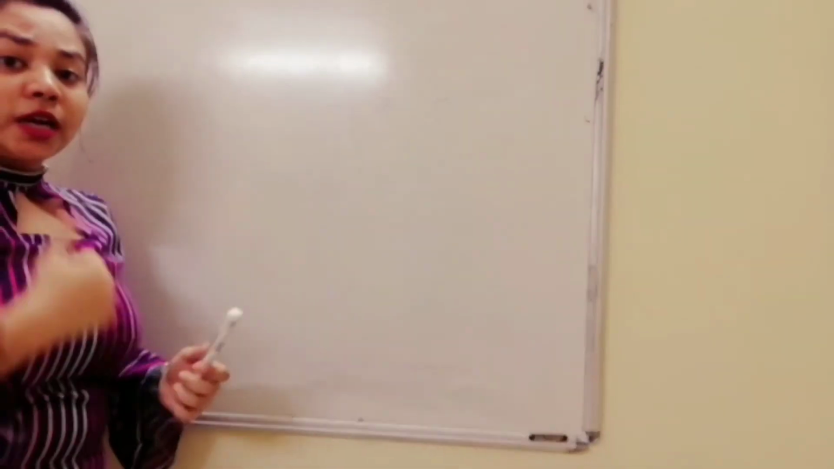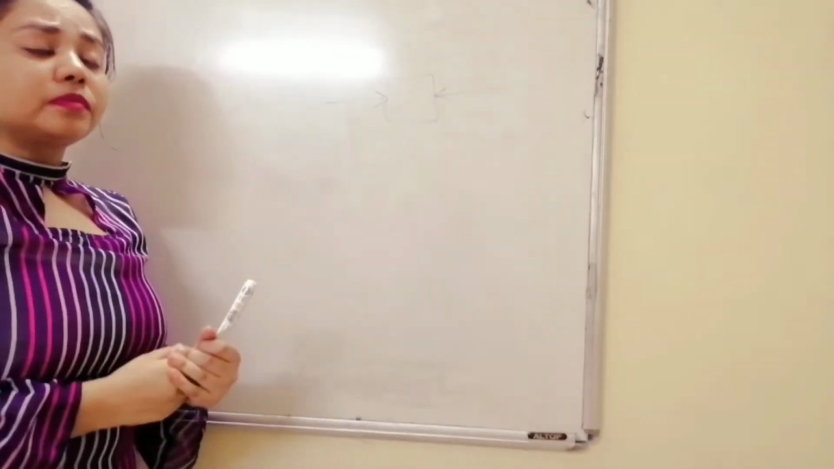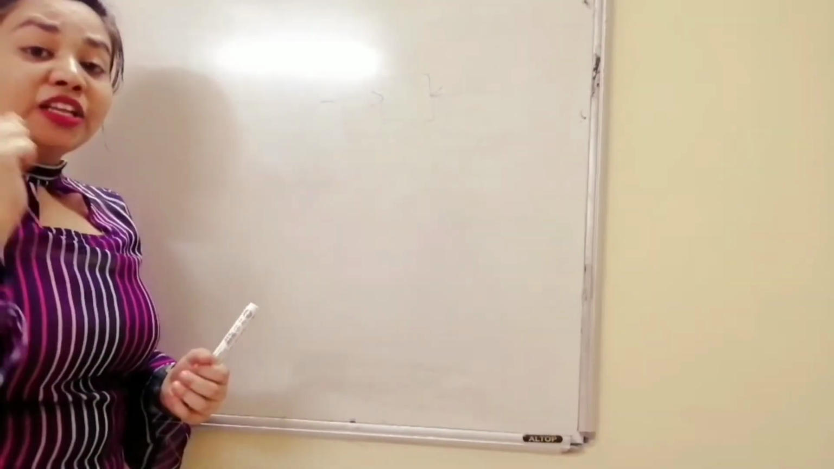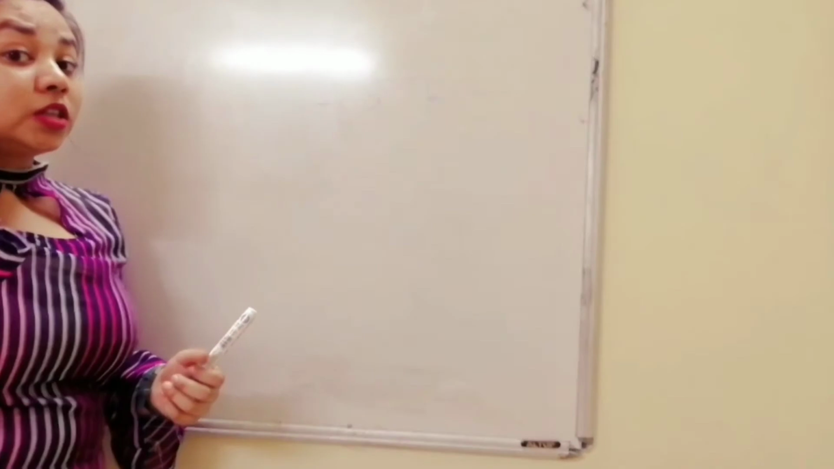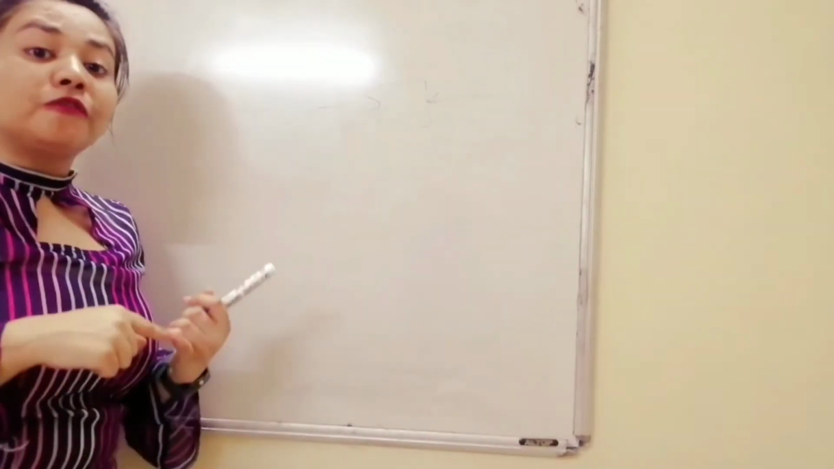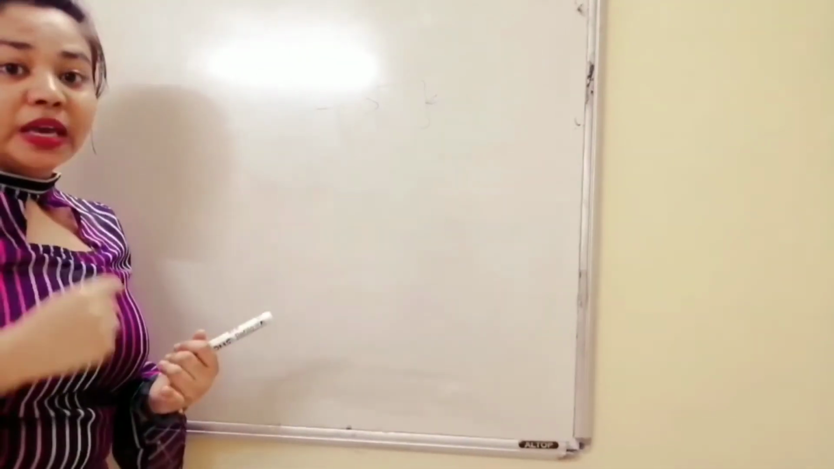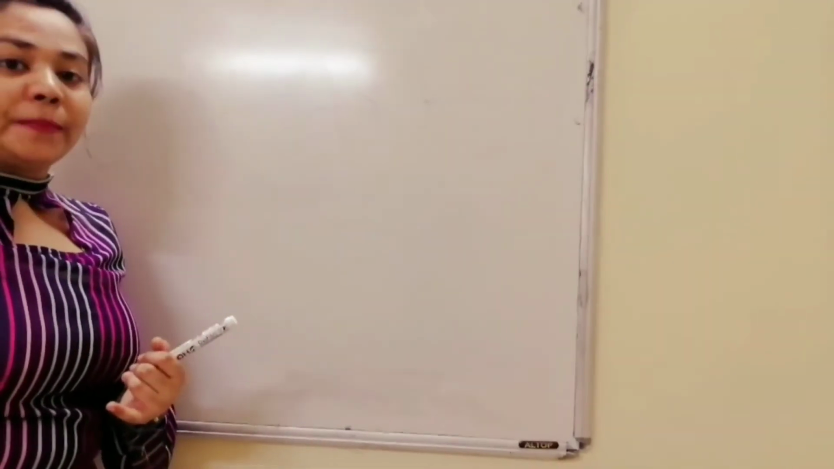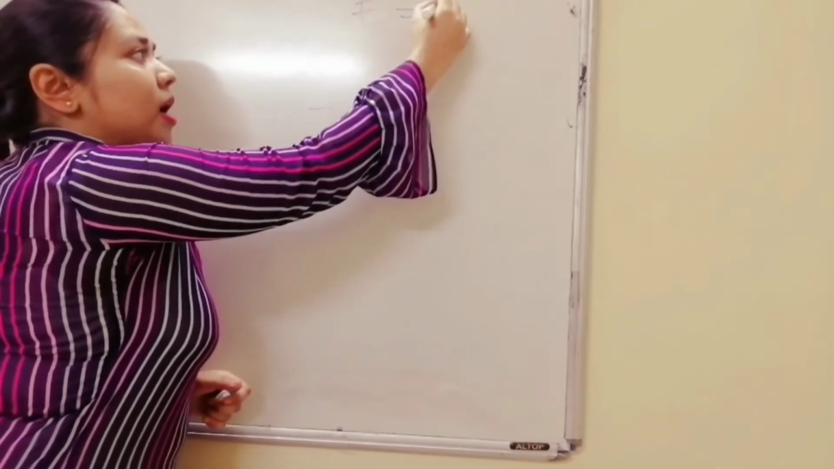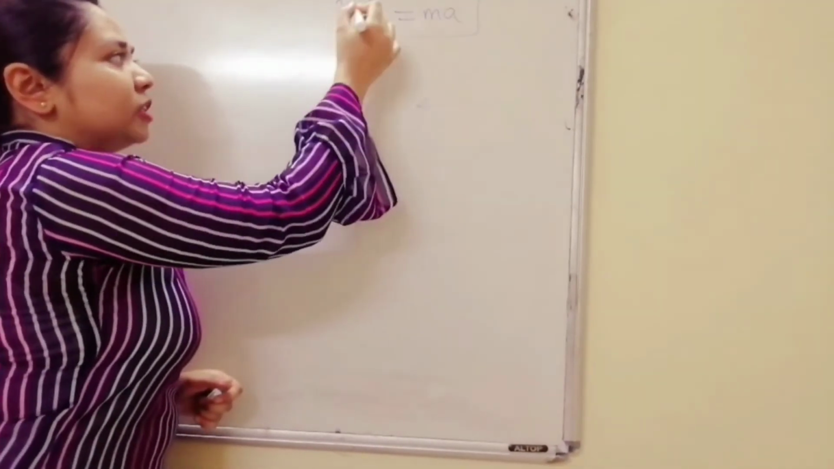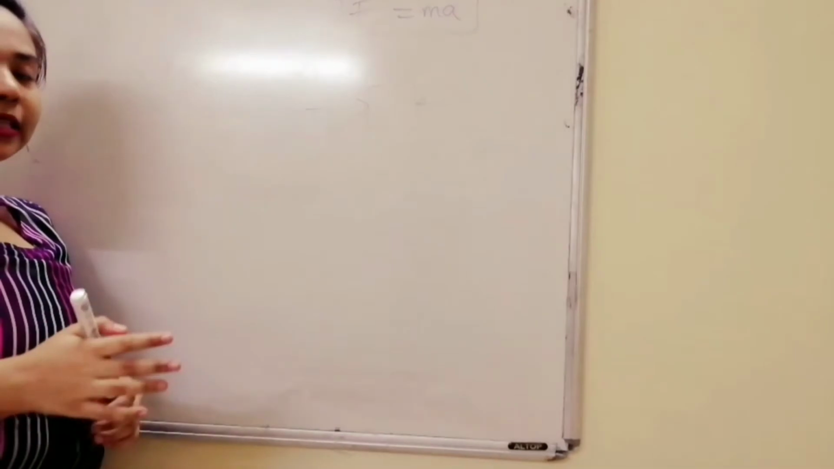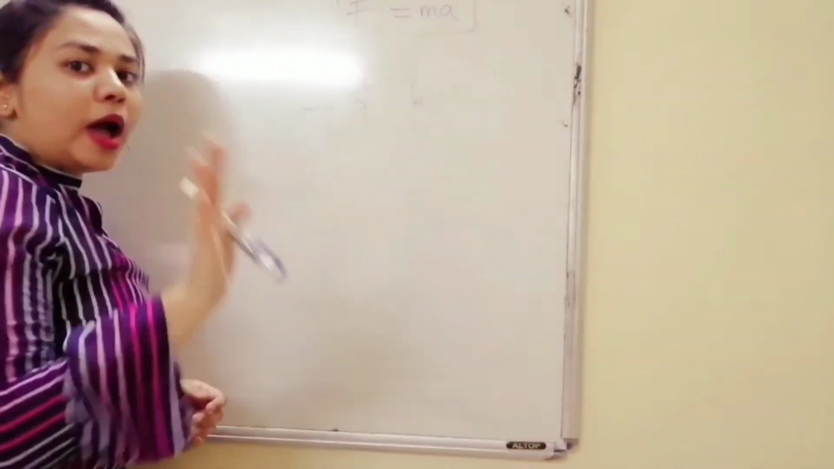The second law of Newton which we studied says that the rate of change of momentum is directly proportional to the force applied, and the change in momentum is directed towards the force applied. We came to the formula F is equal to mass into acceleration. And we studied that momentum is nothing but mass into velocity. So the second law states that F is equal to mass into acceleration.